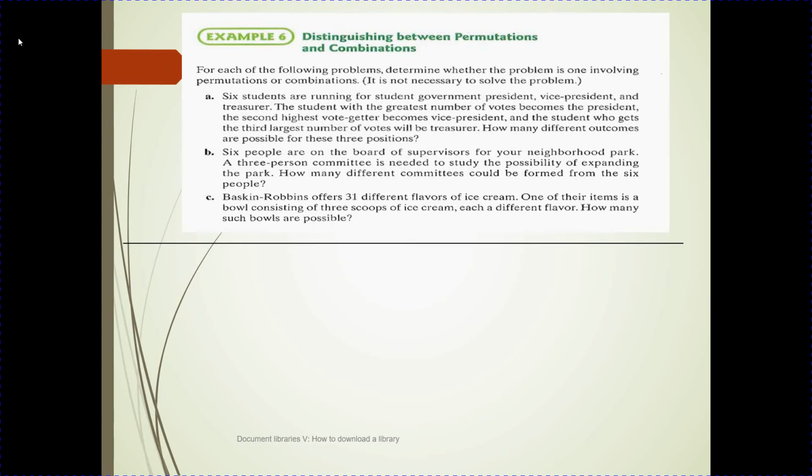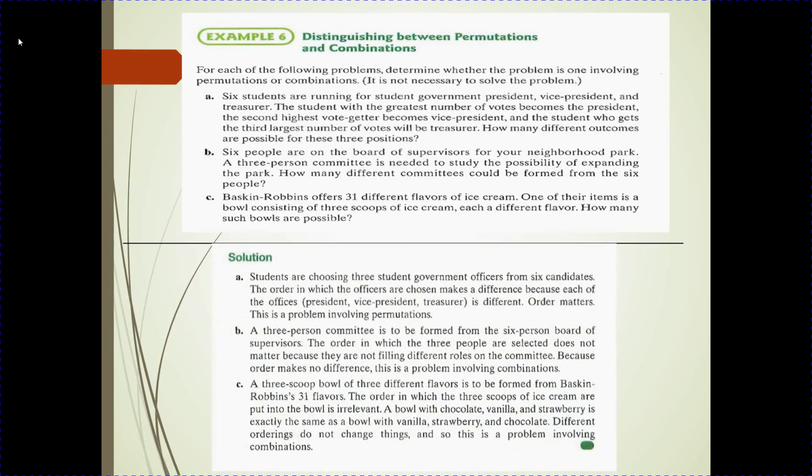So here in this case, as you can see, order definitely matters, okay? President, vice president, and treasurer have different responsibilities. So in case of A, we are going to use a permutation. Students are choosing 3 student government officers from 6 candidates. The order in which the officers are chosen makes a difference because each officer is different. Therefore, order matters, so it will be a permutation.